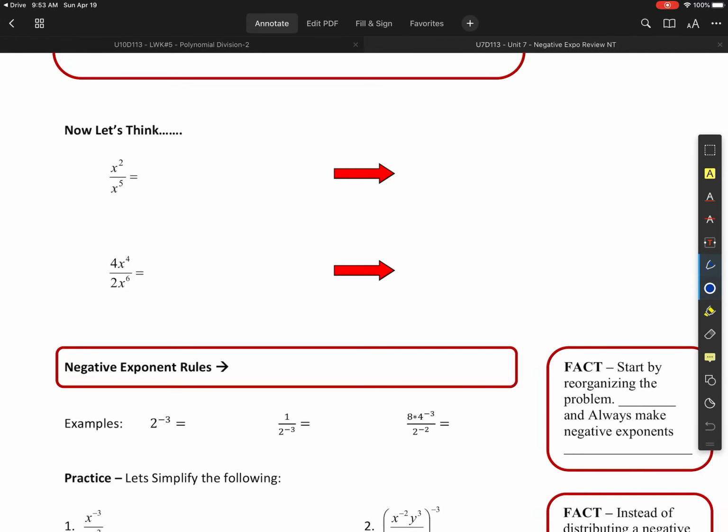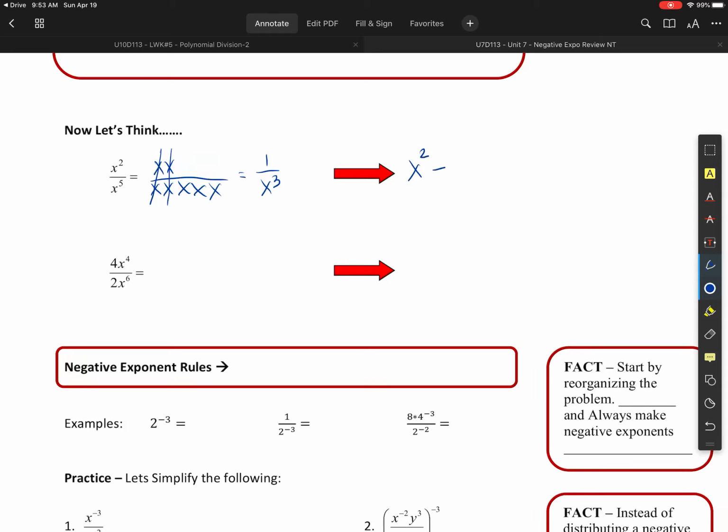Alright, today we're looking at negative exponents. So to kind of give us a lead in, let's consider looking at this two different ways. If we have x squared over x to the fifth, what we really have is x times x over x times x times x times x times x. And what happens here is that we simplify by canceling two x's from the top and two x's from the bottom, leaving us with 1 over x to the third.